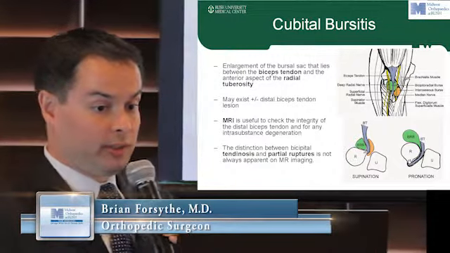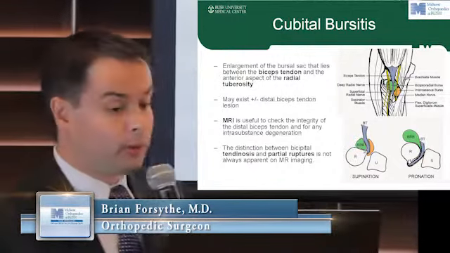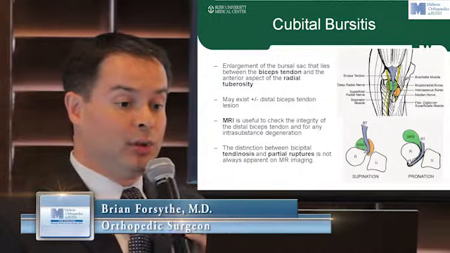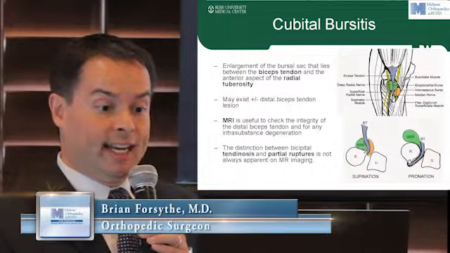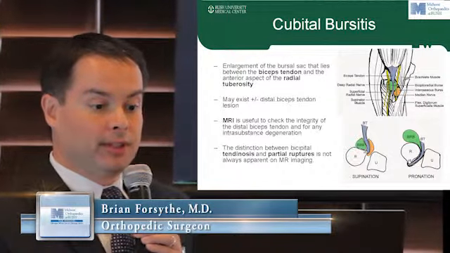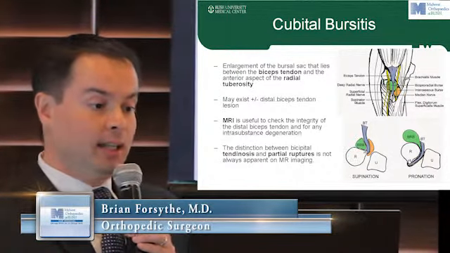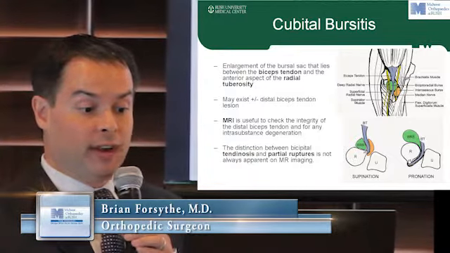More superficially, if you can see this pointer here on the upper right, this is the biceps tendon. These are the two heads of the biceps. This is the lateral antebrachial cutaneous nerve right here. This little green structure is the bursal sac of the fossa.